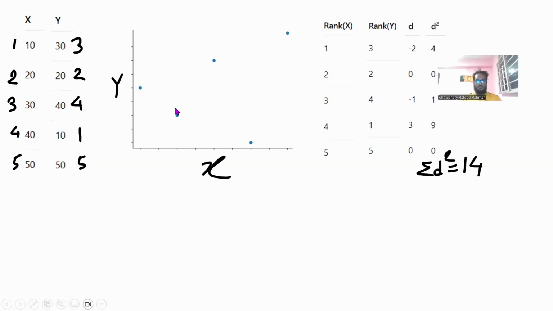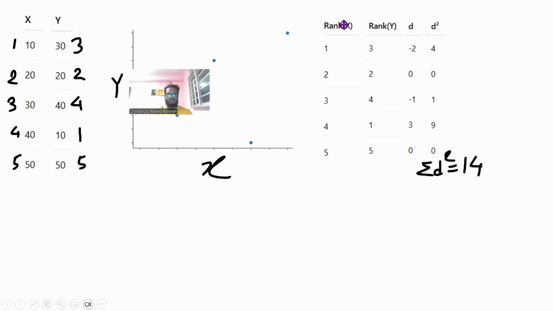So what we are going to do now is we are going to make this nice little table right here. You can see rank x 1 to 5 and rank y 3, 2, 4, 1, 5 right here. So first of all, what we do is we get the difference between them. So 1 minus 3 equal to minus 2, 2 minus 3 equal to 0, 3 minus 4 equal to minus 1, so on and so forth. And finally, we get the d squared. So we get these values right here.